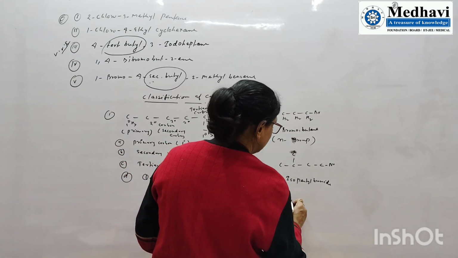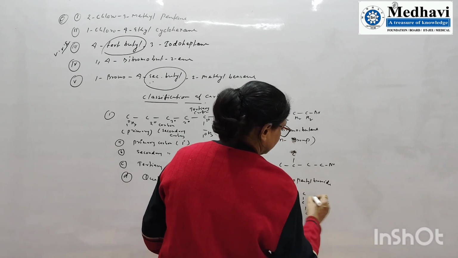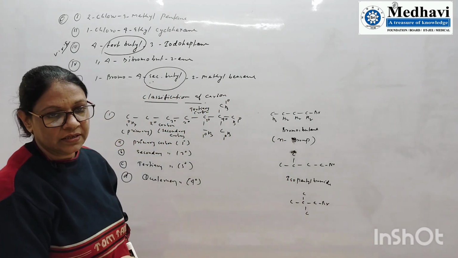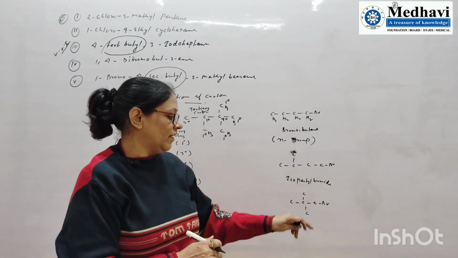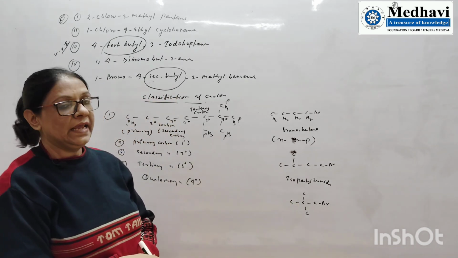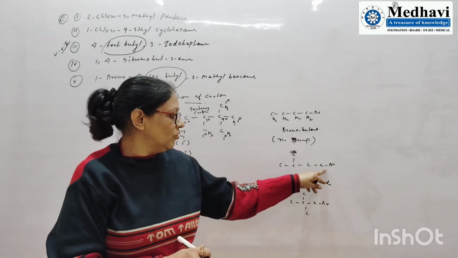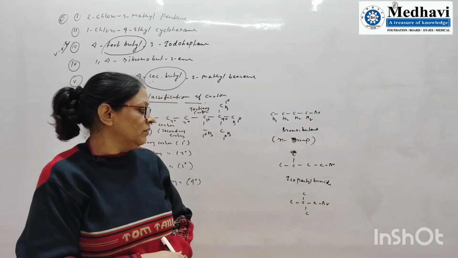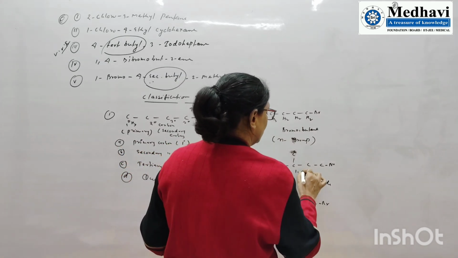Then one more piece of information. Suppose two branches are there. This is a neo group. 1, 2, 3, 4, 5. So neopentyl bromide. You can say the IUPAC name is 1-bromo, 3-methyl butane. It is 1-bromo.